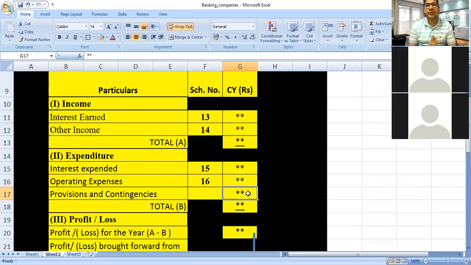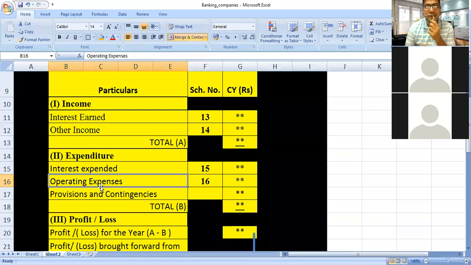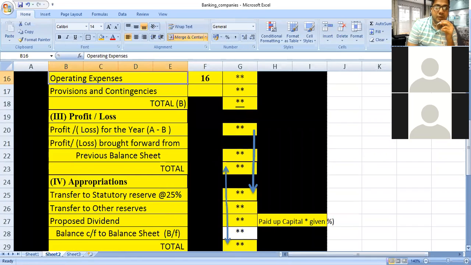Now, friends, we will discuss an important part, that is interest earned, other income, interest expended, and operating expenses. How will we write them? What do we mean by interest earned? What do we mean by interest expended? And operating expenses, we should know about these things. We have to take a clear picture of why we will write these things.